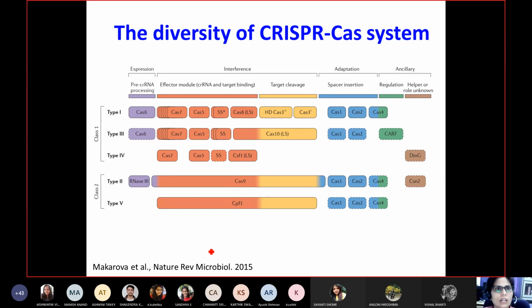Okay, now coming to the types of CRISPR system. Yes, Tirthankar and Surbhi have raised their hands. Yes, tell me. Hello, ma'am. Am I audible? Yes. I'm sorry to interrupt you, but I have to ask this question.